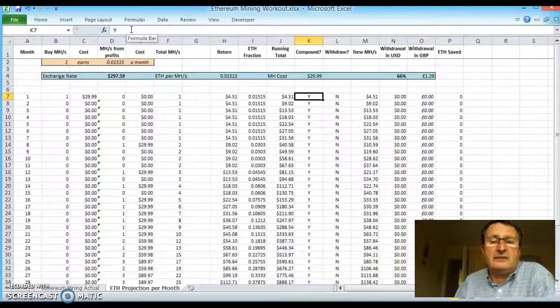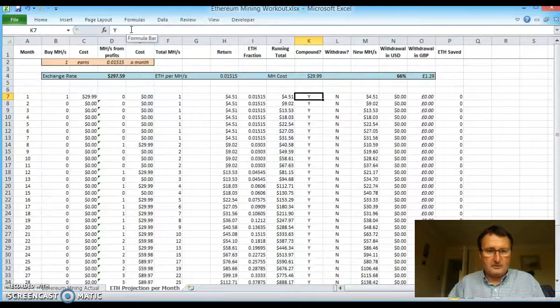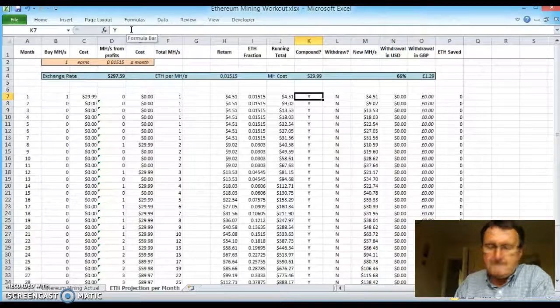Now, we want to compound it. Basically, what that means is all the profits we want to make, or some of the profits we want to make, depending on whether we withdraw any money or not, we want to go back into buying more mining capacity to increase our profits further going forward.